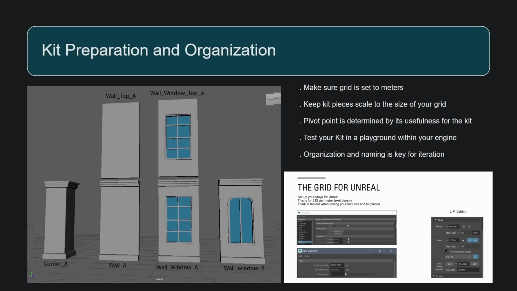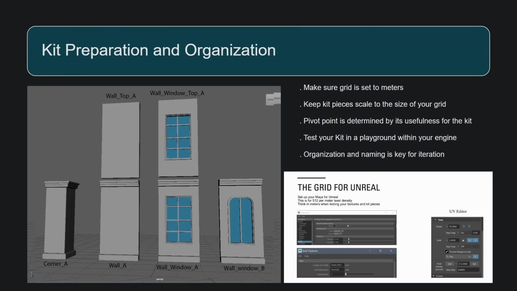What I've learned from working on Call of Duty and then over on God of War is that we usually like to stick a lot to meters. For some reason, that just seems to be a great measurement size for us to establish not only the texture density but also the pixels per meter. And I have found it to be a very, very useful size as far as making sure that your pieces snap together.